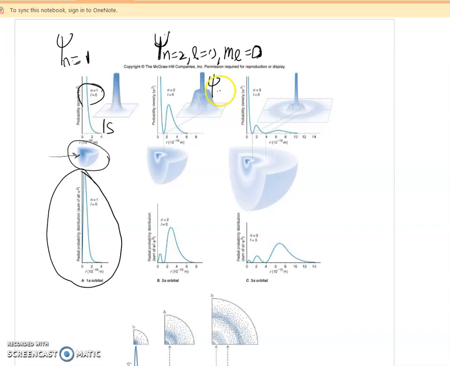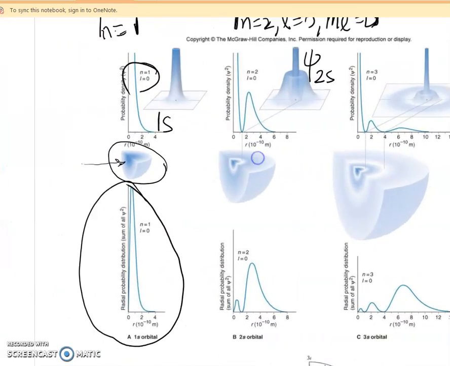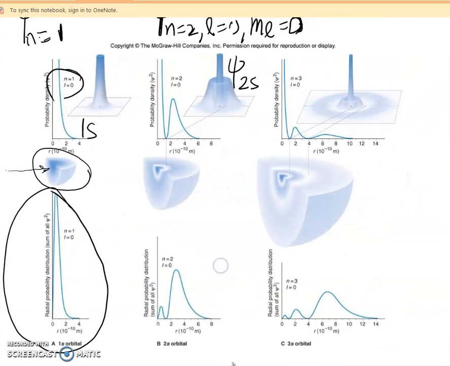So the way we would write this again for this one would be our psi 2s. We don't want to write all of those numbers, so the shorter notation is our psi 2s. Okay, so this represents a 2s orbital. So let's take a look at our radial plot for our 2s. And what do we notice here?